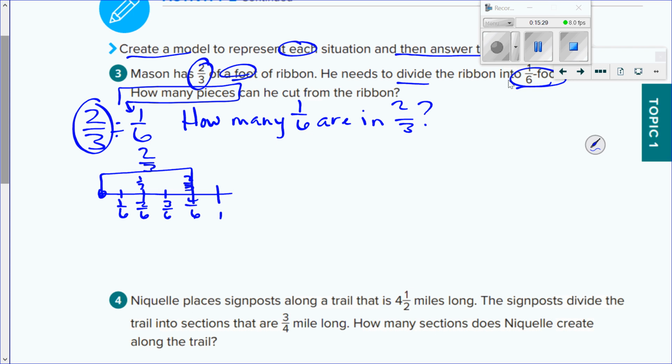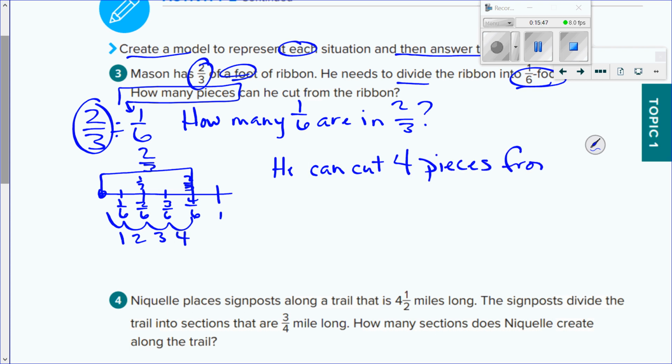So how many did it take? I took 1, 2, 3, 4. So how many pieces can he cut? He can cut 4 pieces from the ribbon.